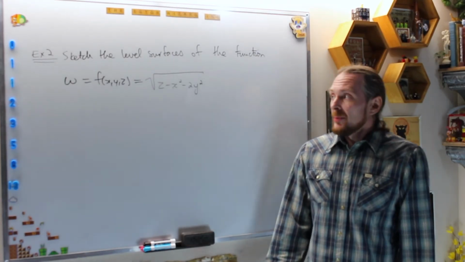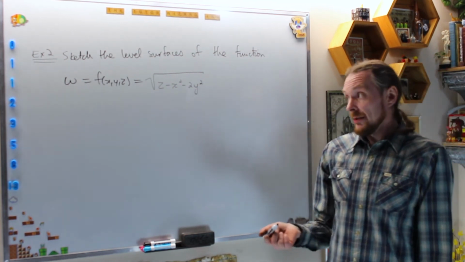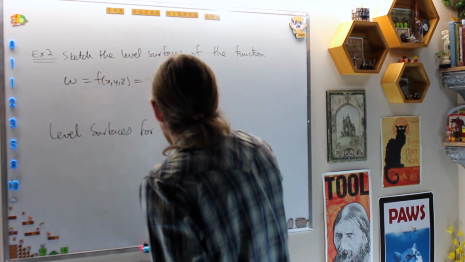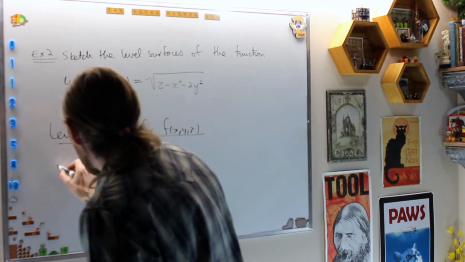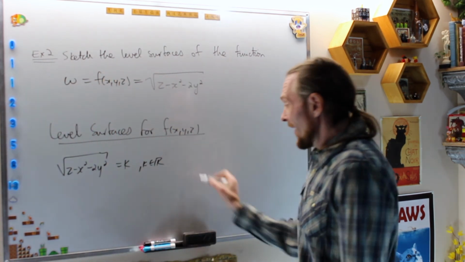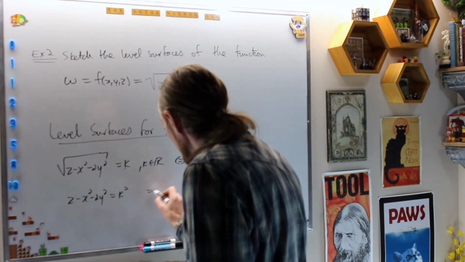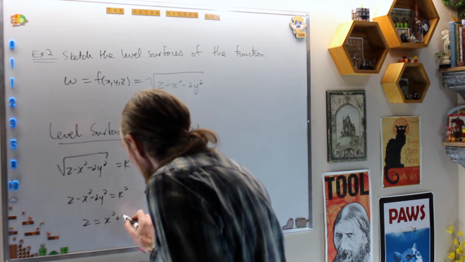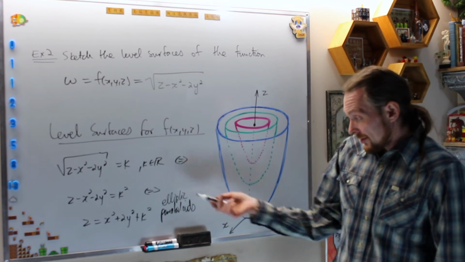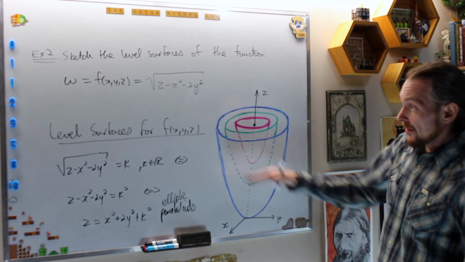Next question. Example 2: sketch the level surfaces of the function of three variables w, which is the square root of z minus x squared minus 2y squared. What do we do? Level surfaces for f of x, y, z. We're setting the square root of z minus x squared minus 2y squared equal to k for some real number. This is if and only if z minus x squared minus 2y squared equals k squared. Solving for z, we get z equals x squared plus 2y squared plus k squared. This means the level surfaces for this function of three variables are elliptic paraboloids, and they look like this. They're concentric elliptic paraboloids for different values of w.